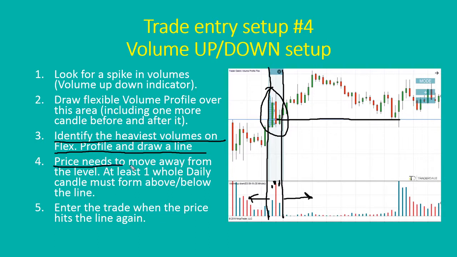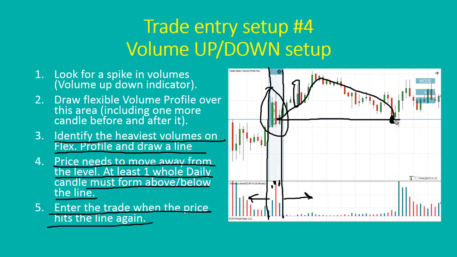Then, the price needs to move away from the level for at least one whole day, it must be above or below the line. So at least one candle needs to be above. Price goes away from the level, then goes back, and when the price hits the level, you enter the trade exactly at the level where the volumes were the heaviest. And you enter a trade in the direction of the movement which started after those heavy volumes.